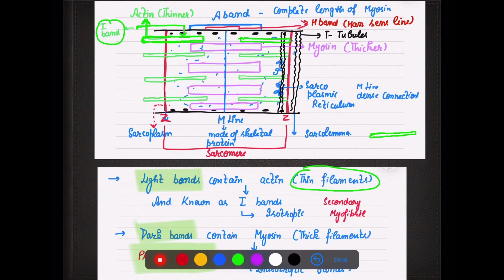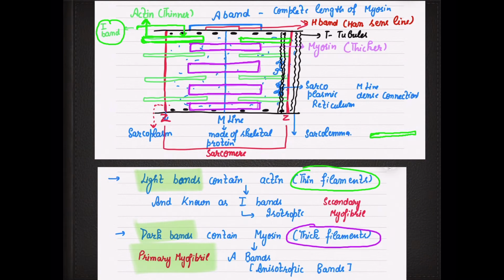Now here in the middle area we have drawn thick filaments. We have to draw these thick filaments, and these thick filaments are called our A bands.